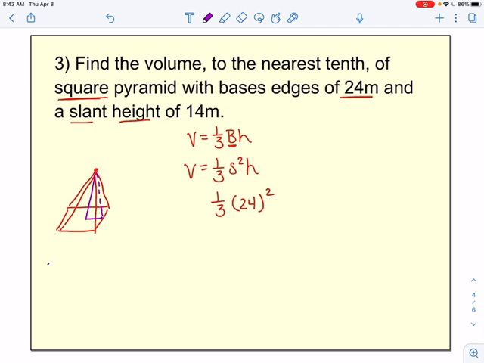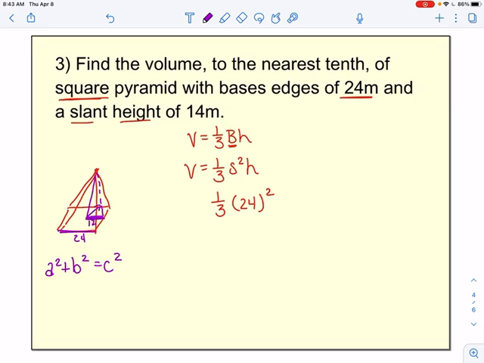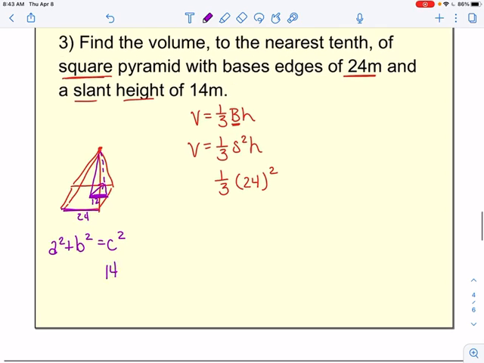When I'm going to use the Pythagorean theorem, a squared plus b squared equals c squared, the base of that triangle there that I just made a fatter purple is not 24. That's only going to be half of the side of your square. If the side of the square is 24, this little piece is going to be 12. Make sure that the side opposite the right angle, your slant height, goes in for c. So your slant height c is going to be 14.